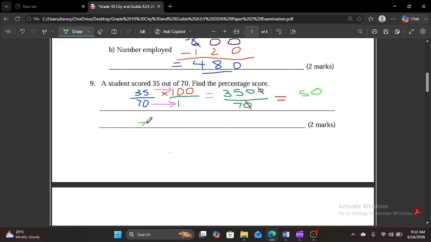Because 350 divided by 7: 35 divided by 7 goes 5 times, and you put your 0 back. So that's the reason why we have 50. So it's gonna be 50%. All right, moving on.